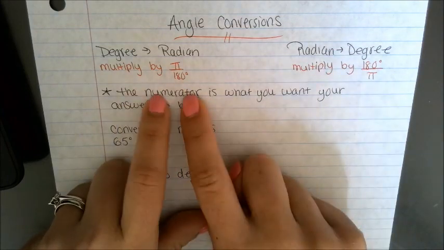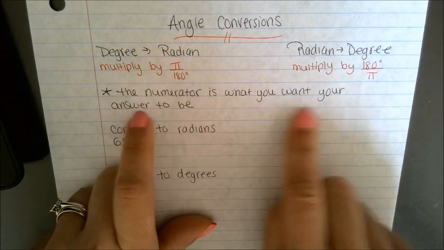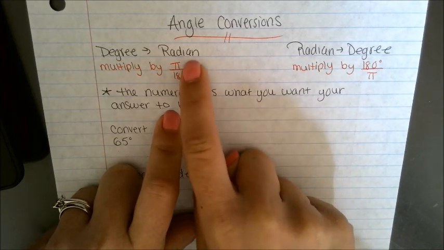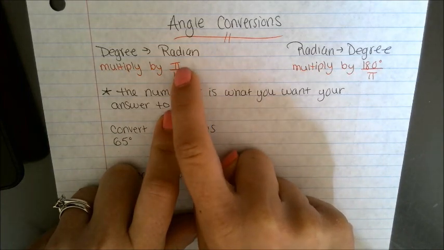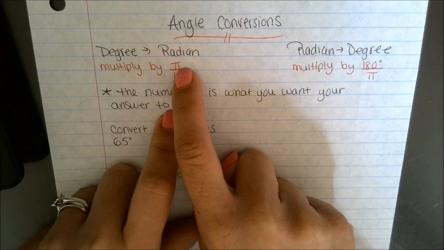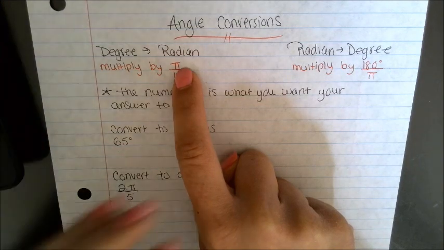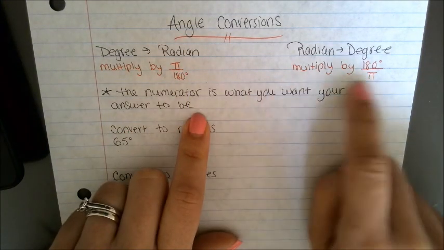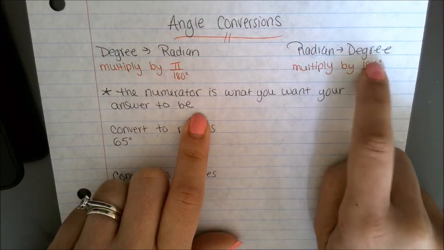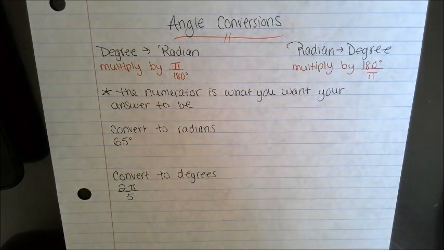So basically, the numerator is what you want your answer to be in. So if I want it to be in radians, I'm multiplying by pi in the numerator because my radians will have pi as the answer. If I want my answer in degrees, I'm multiplying by 180 degrees in the numerator. So now we're going to convert the following.